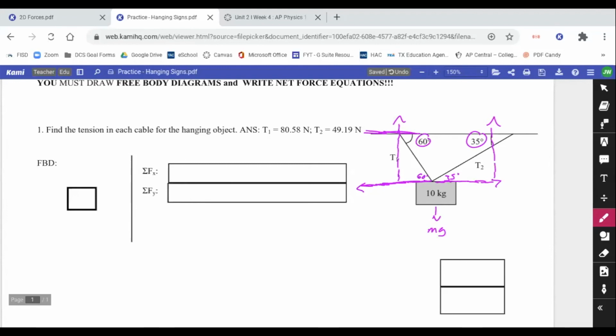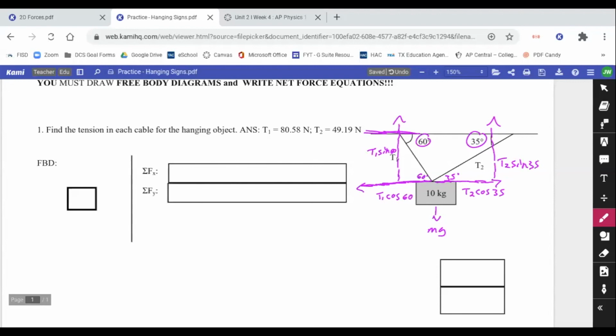If I wanted to break T1 and T2 into their components, what would the horizontal component of T1 be? T1 cosine of 60. The vertical component would be T1 sine of 60. Remember, the opposite of the angle is sine, the adjacent to the angle is cosine. I'm going to do the same thing for T2. The horizontal component would be T2 cosine 35, and the vertical component would be T2 sine 35.